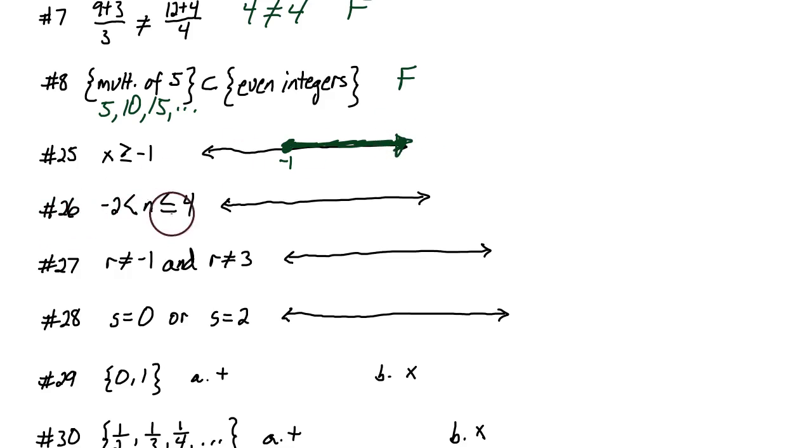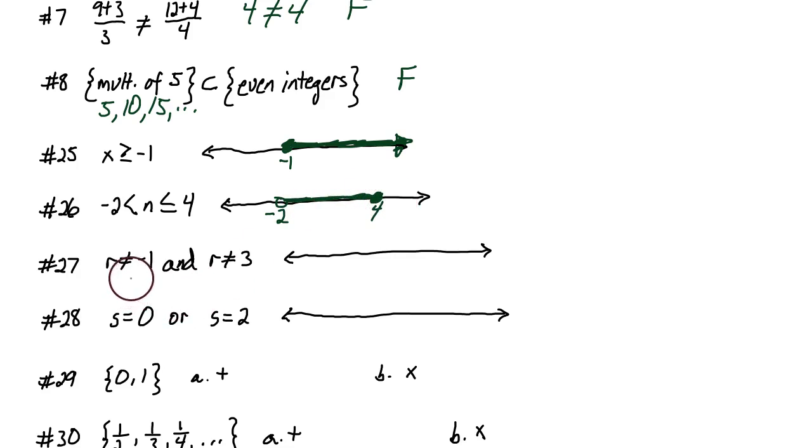Number 26. N is in between -2 and +4. So here's -2, to the right, +4. This gets an open dot because no equals to bar, but the 4 gets a closed dot. And then shade all the values in between there.